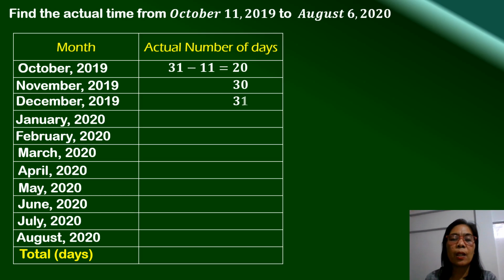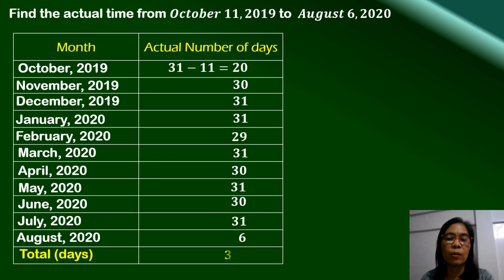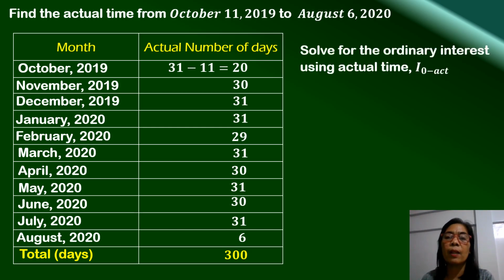November has 30 days, December has 31 days, January has 31 days, February 2020 has 29 days, March has 31 days, April has 30 days, May has 31 days, June has 30 days, July has 31 days, and August, we end up at August 6, so we have 6 days in August. That gives us a total actual number of days equal to 300.